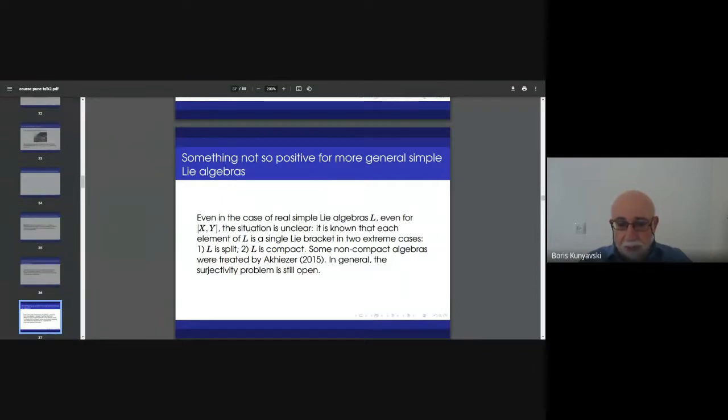So there are many Lie algebras over the reals which are neither split nor compact, something intermediate. They have positive real rank, at least one, but they are not split, not maximal rank. So they have a Cartan subgroup of intermediate rank. Nothing can be said so far for this simple situation.